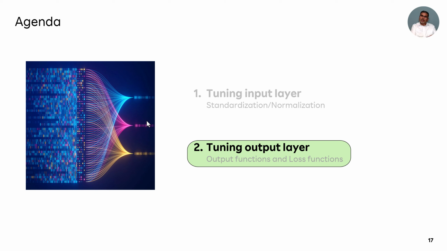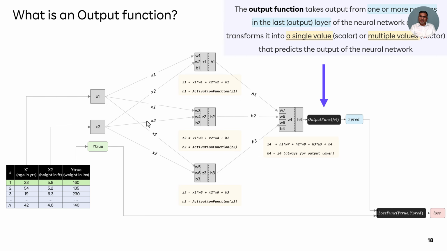We already talked about how to handle input. Now let's look at output. In output, there are two concepts that we need to get a good understanding of. One is output functions, the other is loss functions. Just as a very quick summary, an output function takes one or more neurons in the last layer of your neural network. The last layer is called the output layer, and it can have one or more neurons. Why it can have more than one neuron, we'll discuss through the use cases in subsequent slides.